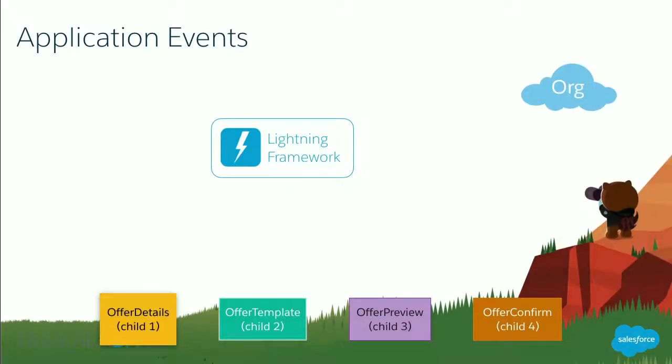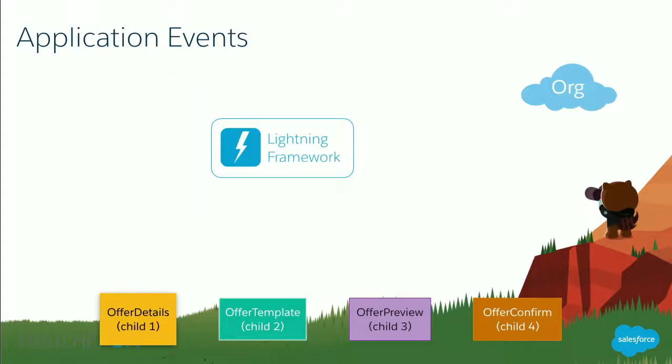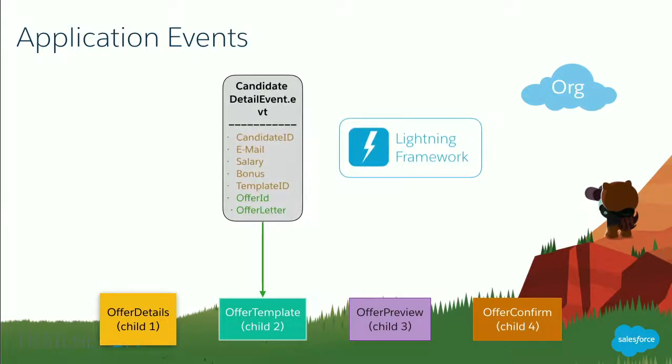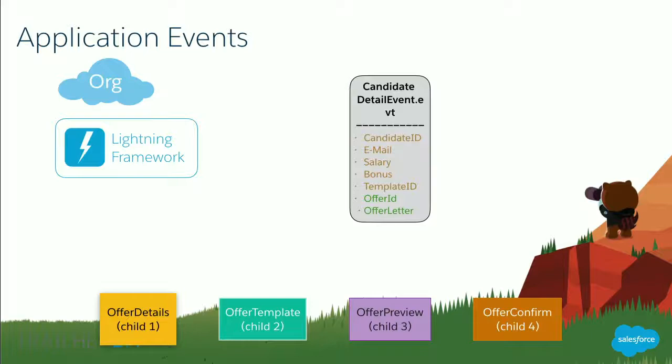To illustrate that, here on the bottom left in yellow, we have the first child Lightning component. It instantiates the Lightning application event with the fields in yellow here, which is the information you know so far. The second child then handles that application event, and it aggregates more information. In this case, it's going to add the offer ID and the offer letter. So using that same Lightning application event, it fires it again, so the next child in the flow can receive that information. And again, this is all done on the client side, so the performance is really good.